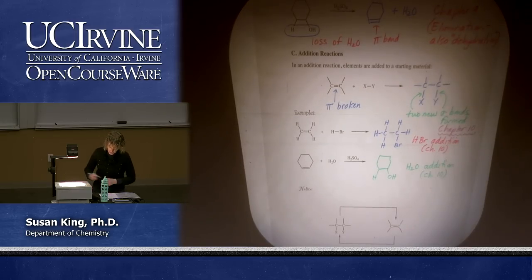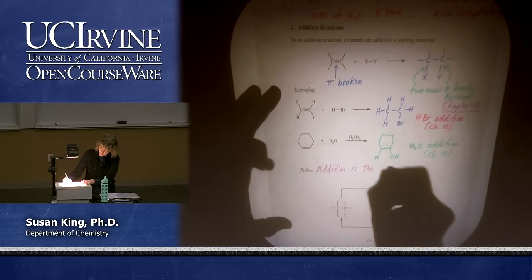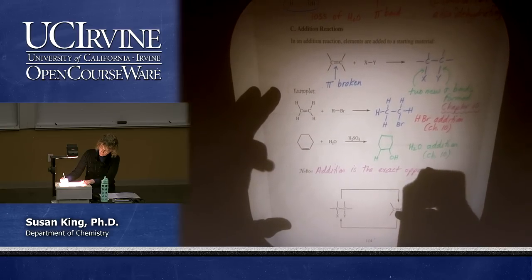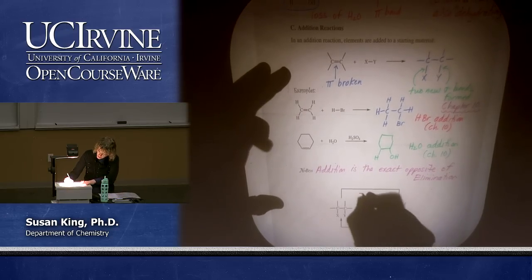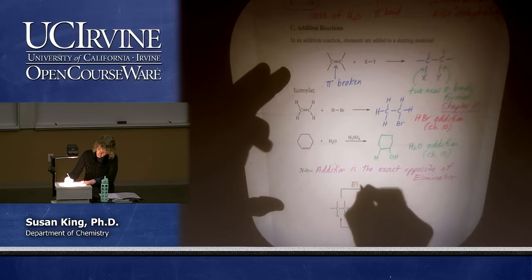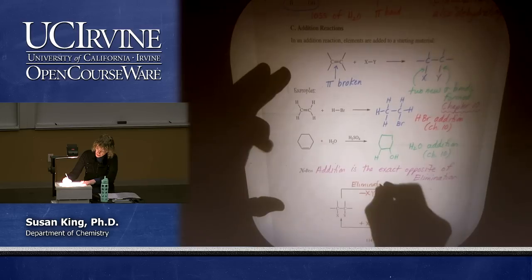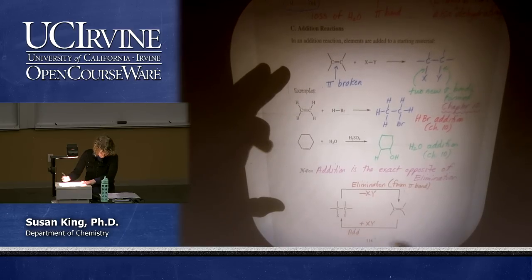So you already noticed this, that addition is the exact opposite of elimination. So sometimes we'll have the reactions going both ways in an equilibrium. We're going to have to drive the equilibrium to be able to get addition product or elimination product. So that's something that we're going to have to think about when we get to chapter 10. So elimination going this way minus XY, and addition going this way plus XY. So in an elimination, we form a pi bond. And in addition, we break a pi bond.